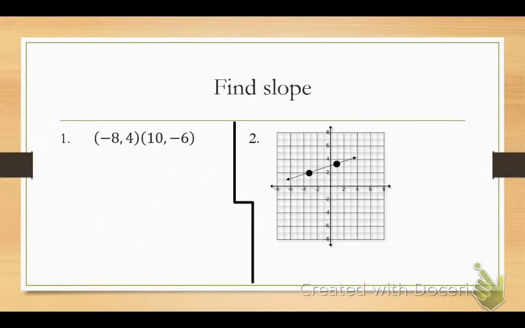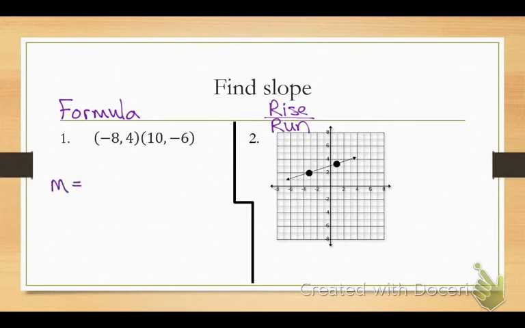Okay, now we're going to find slope. These are two separate problems, number 1 and number 2. You're going to find slope with ordered pairs and find slope from the graph. Okay, so this shouldn't take too long. With ordered pairs, we use the formula. With the graph, we do rise over run.